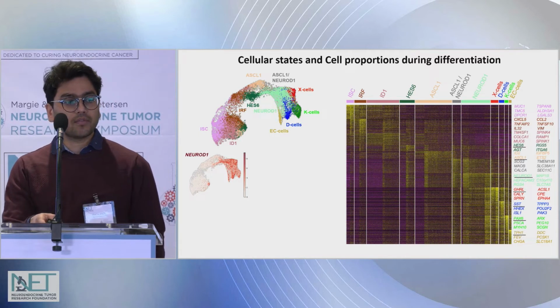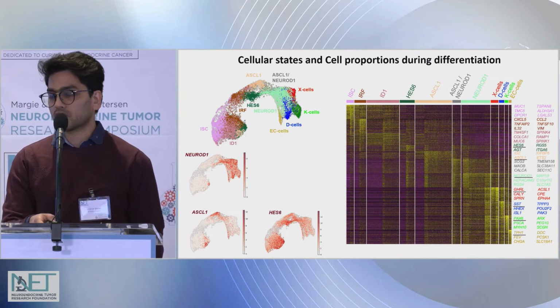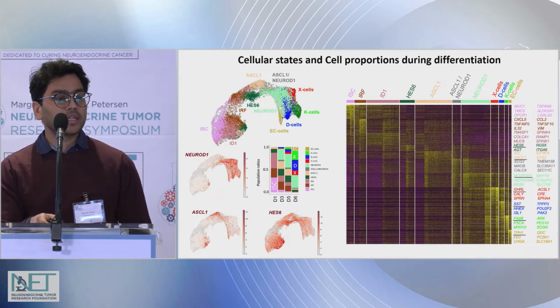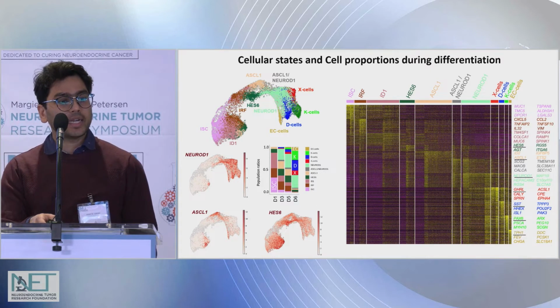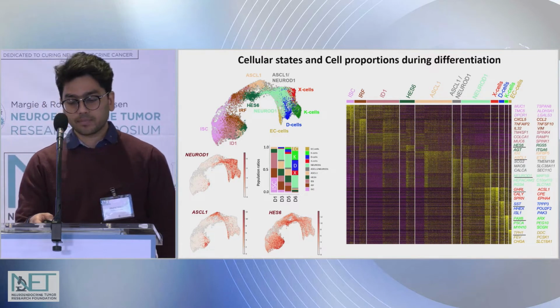which is arising from either an ASCL1 enriched branch or a HES6 enriched branch. Overall, we see that the proportion of ISCs dramatically drops post-NGN3 activation, and by day 6, there is more than 50% of hormone-producing cells that are present over here.